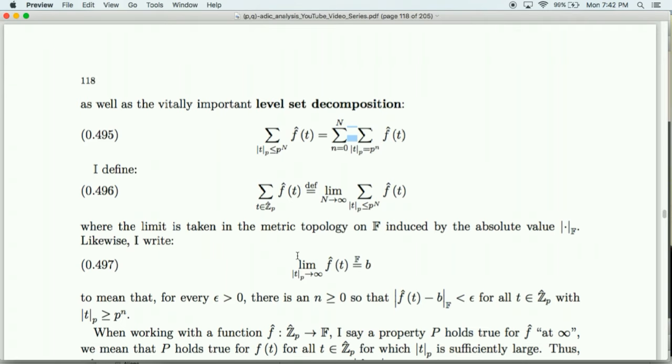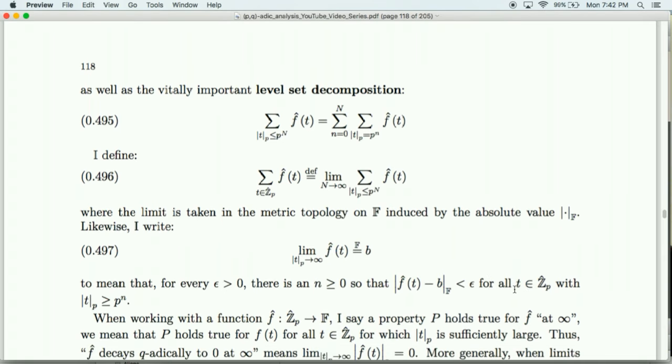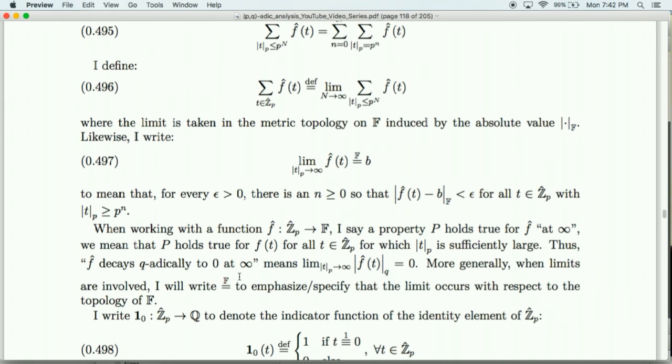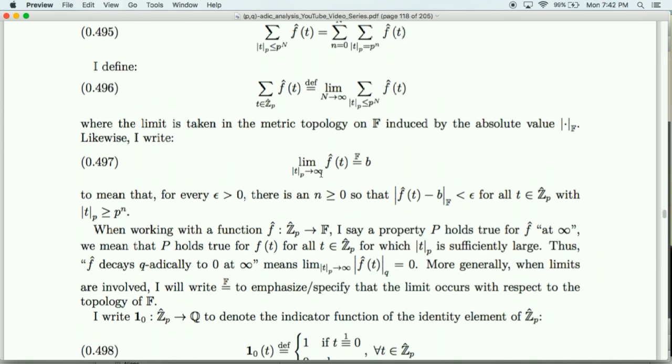In particular, this means that for every epsilon, there is an n greater than or equal to 0, such that the absolute value of f hat of t minus b is less than epsilon whenever t has a denominator at least p to the n. So in particular, I will use this notation for this. I'm going to refer to this as at infinity.